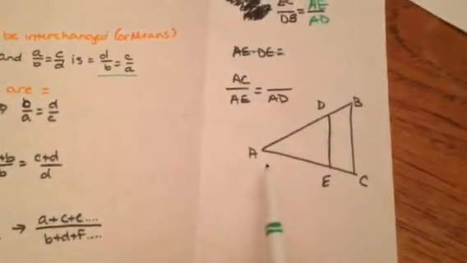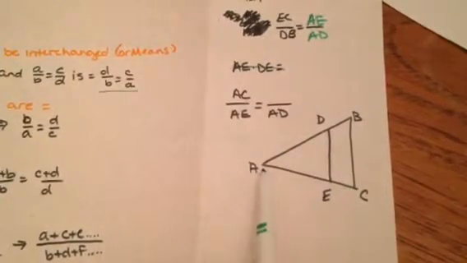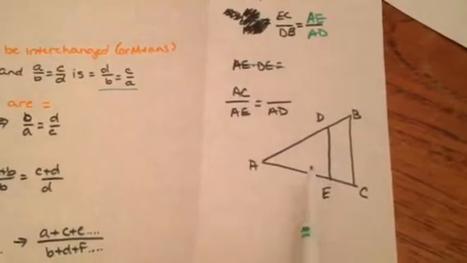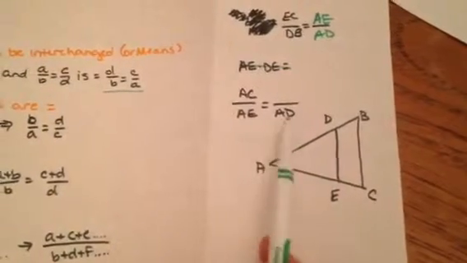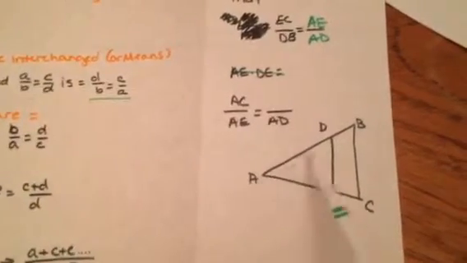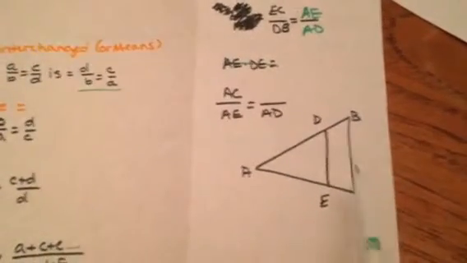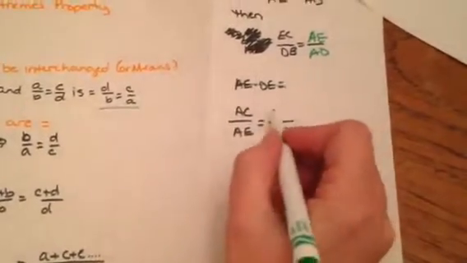Okay, take a look at this one. I have AC, which is the entire length, is to AE, as what is to AD. Well, you look at the relationship of AD and AE. They're both short parts of the longer side. So the longer side in this case would be AB.